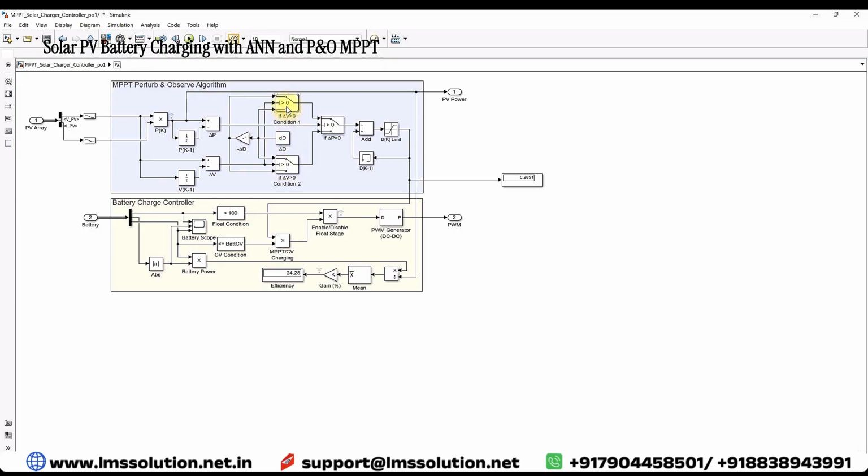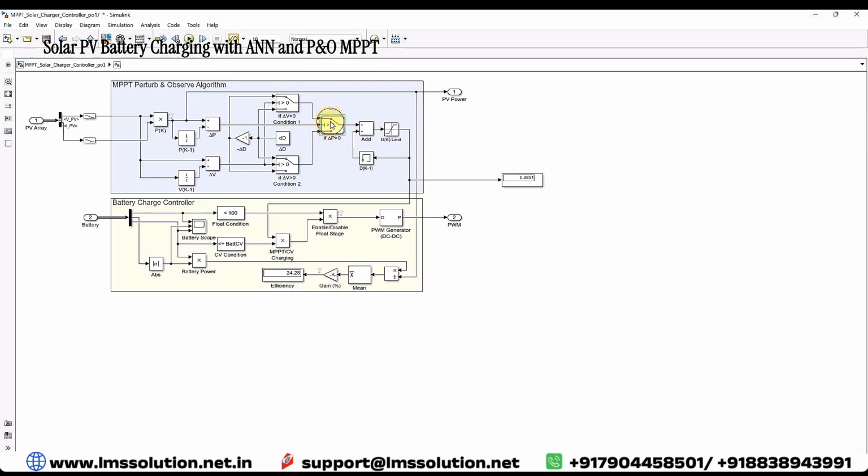Here you can see, in this switch, if del V is greater than 0, we are allowing a negative small change in duty cycle. If del V is less than 0, then we are allowing a positive small change in duty cycle. In this other switch, if del V is greater than 0, then we allow a positive small change in duty cycle. When del V is less than 0, we allow a negative small change in duty cycle. After that, we will get either a positive or negative small change in duty cycle.